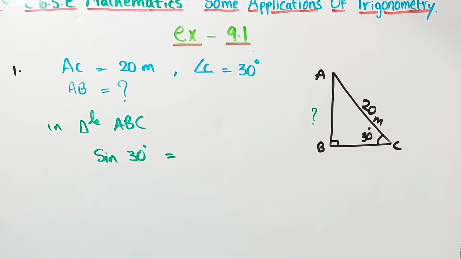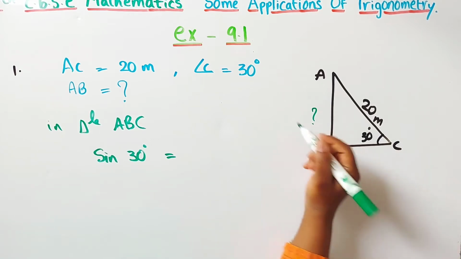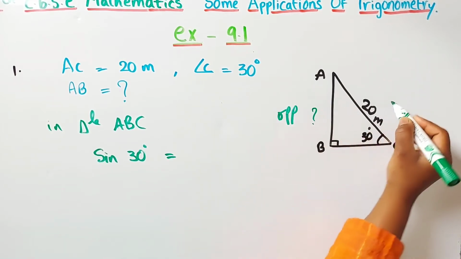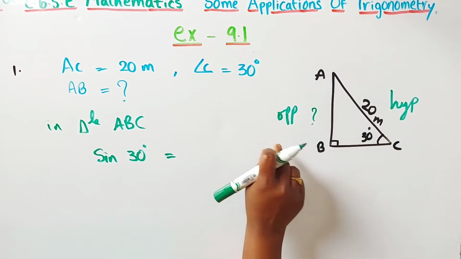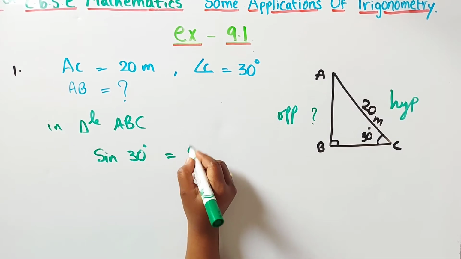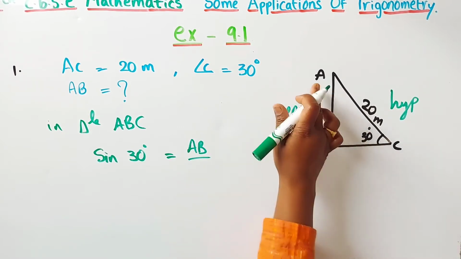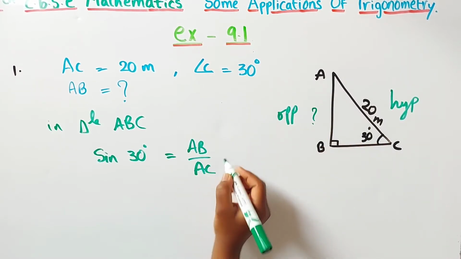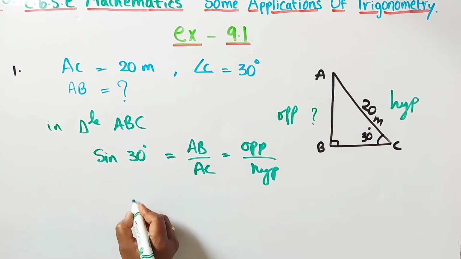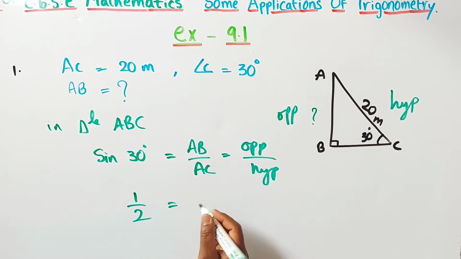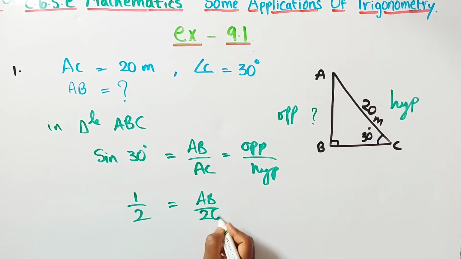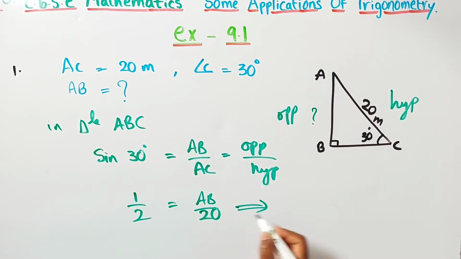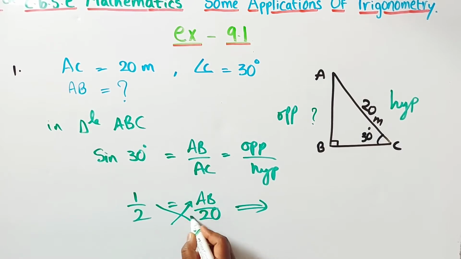We have already learned trigonometric ratios from the previous chapter. Right, children? So sine 30 degrees is equal to opposite by hypotenuse, because we know the hypotenuse and we want the opposite. Here opposite is AB divided by hypotenuse AC. We know that sine 30 degrees is equal to 1 by 2, children. So I am writing AB, and AC is 20 meters. So write 20 here. From this step, just do the cross multiplication.